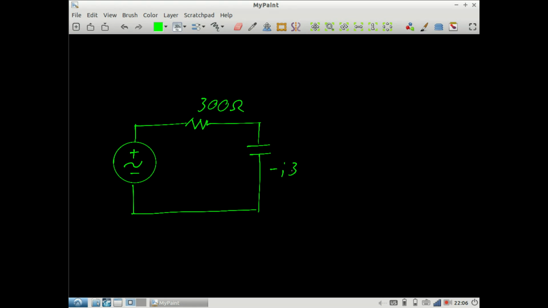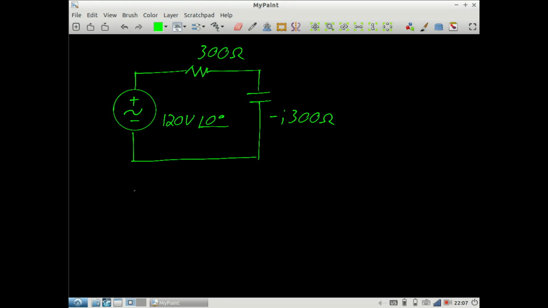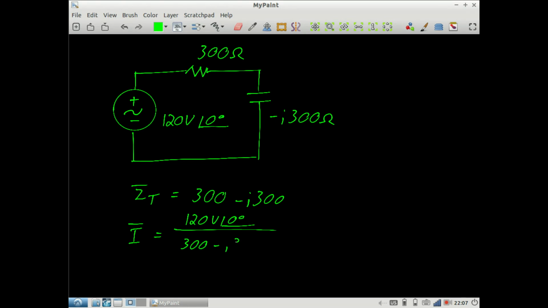Let's pick up where we left off in the lab. You recall you did an experiment using AC waveforms where you had a 300 ohm resistor in series with a negative J 300 ohm capacitor. And we're going to drive that with 120 volts, 60 hertz in this case. Now, the total impedance is 300 minus J 300. The current may be calculated as 120 volts over 300 minus J 300, which is approximately equal to 280 milliamps at a phase angle of 45 degrees.